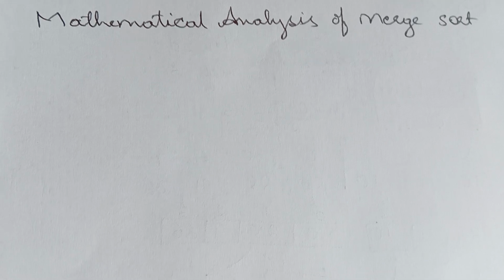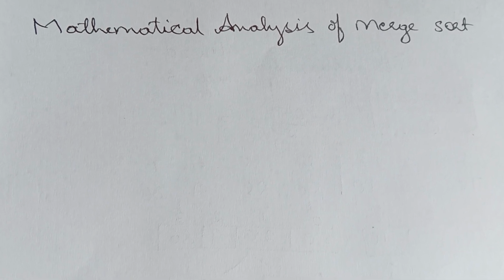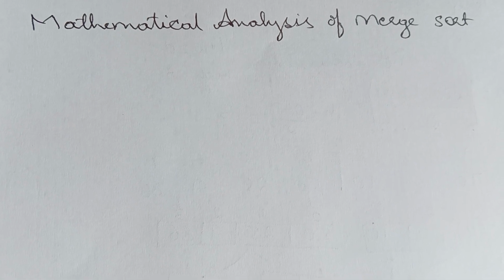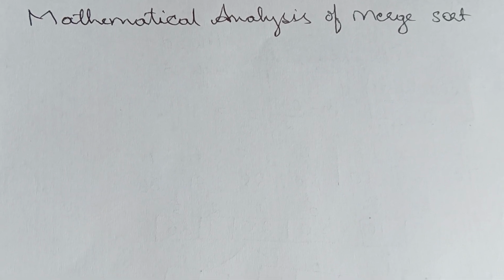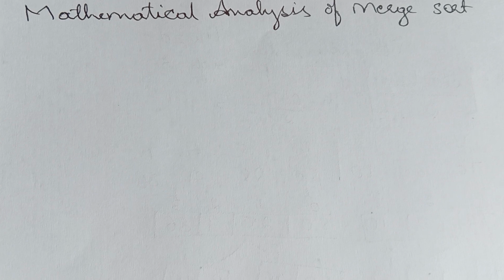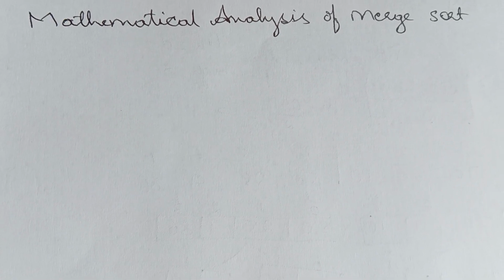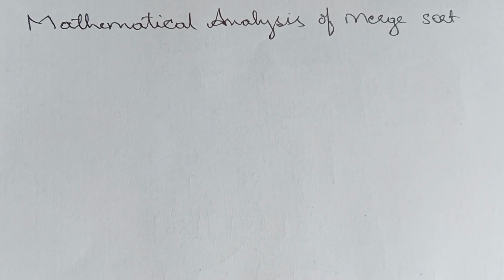Hello everyone. In the previous video, we discussed the merge sort algorithm. We have seen how the merge sort algorithm works. So now we'll see the mathematical analysis of merge sort. Here, first we have to write the general form. In the previous videos also I explained that we have to write the general form. How do we write the general form for merge sort?